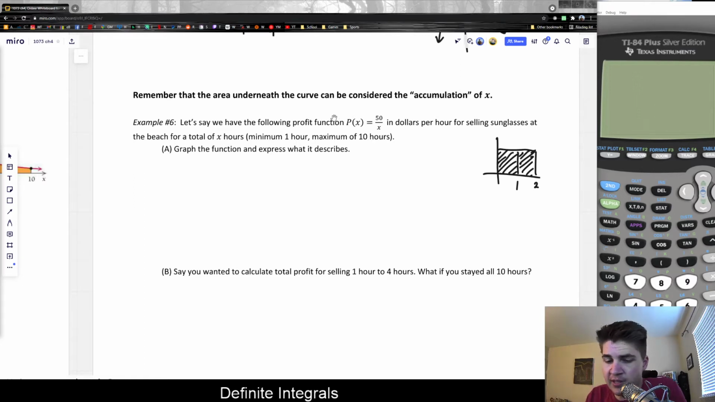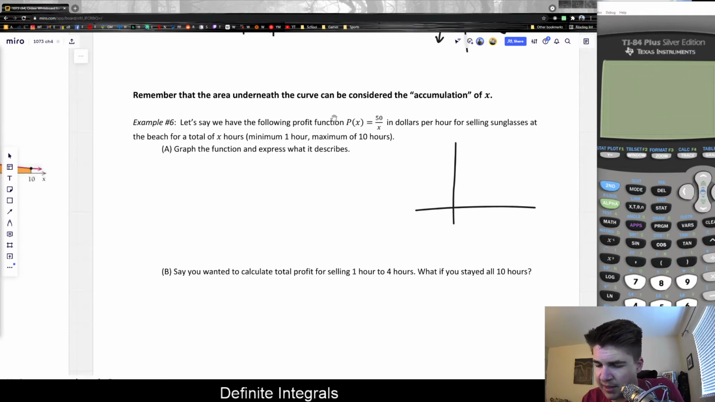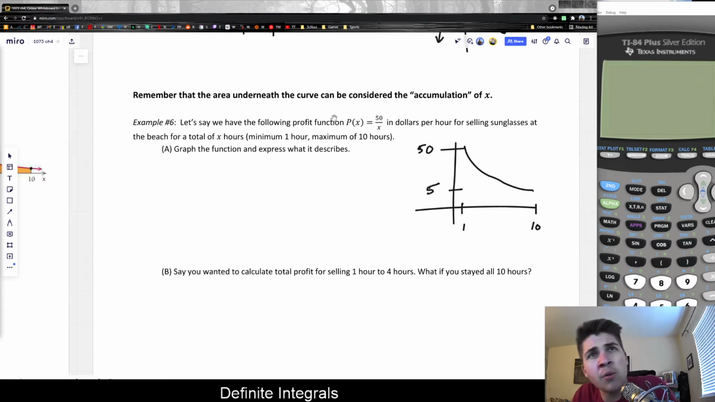And if you wanted to look at what the graph of this function P looks like, since it's 50 divided by X, over time it will get smaller, just like a reciprocal function. And what it's saying is from 1 to 10 are the valid components of the domain. If it were 1, it would start at $50 per hour, because 50 divided by 1 is 50. And if we spent 10 hours selling sunglasses at the beach, 50 divided by 10 would be 5. Basically, the longer we sell, the smaller our rate will be.